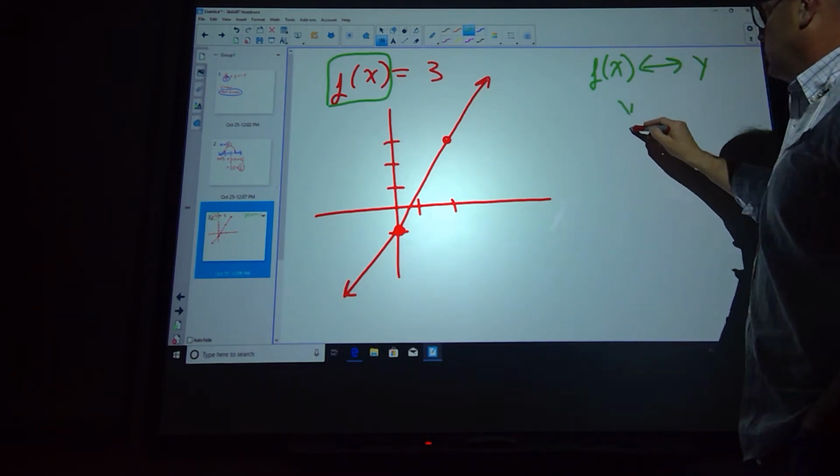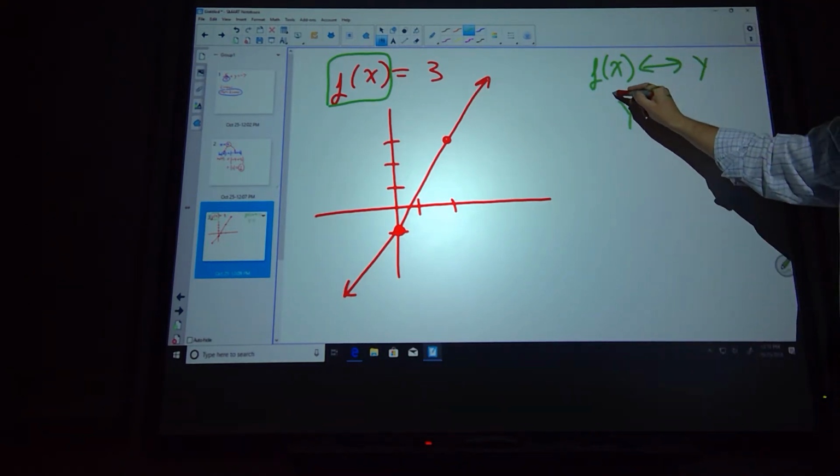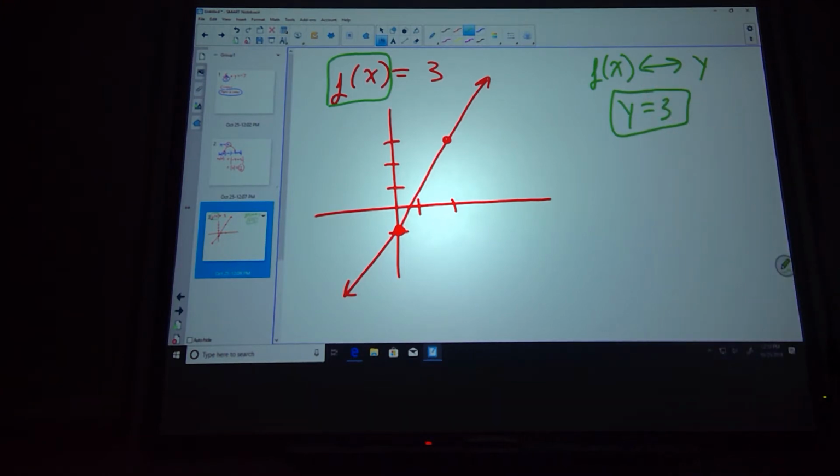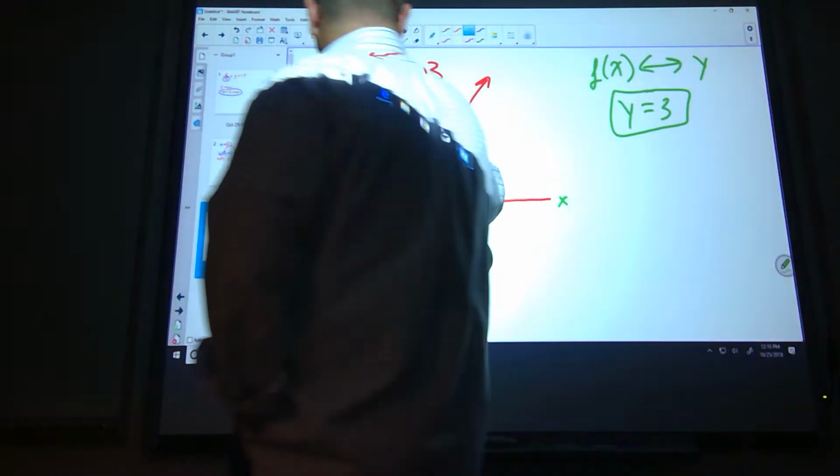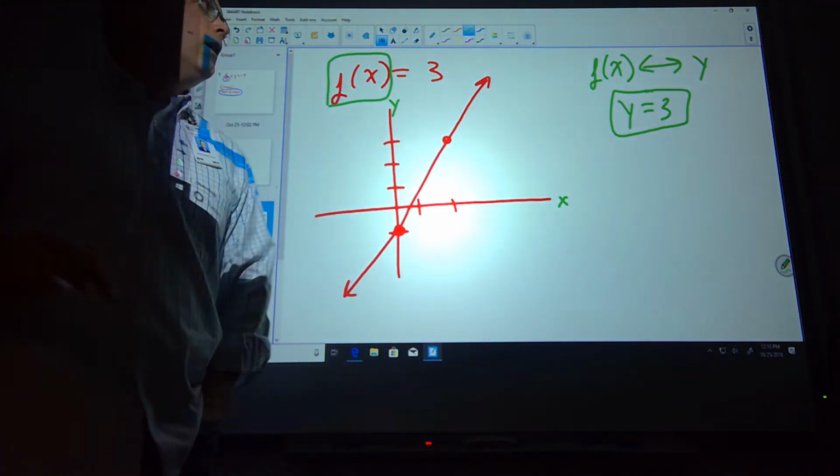So think about what this means. Y equals 3, not as a line, but as a point. Which way is the y-axis? Right, left, or up or down? Up and down. So everyone agree this is the x-axis, this is the y-axis? Everyone feel comfortable with that?